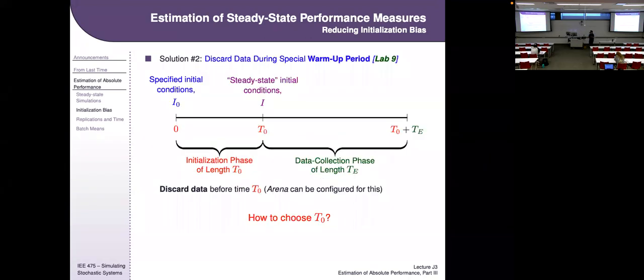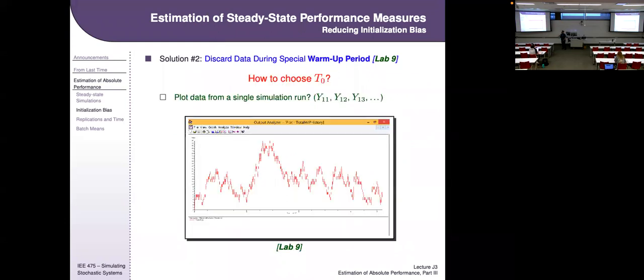Okay, so the other thing we can do, which we're probably going to have to do anyway, but hopefully we can do less of if we do the intelligent initialization, is set a warm-up period. So we have our initial conditions, and then we have the steady state's initial conditions, which is at the end of the warm-up period. How do we choose the length of this initialization phase? This is data that we're just going to throw away, and we only start taking data during this second phase over here. So how do we do that?